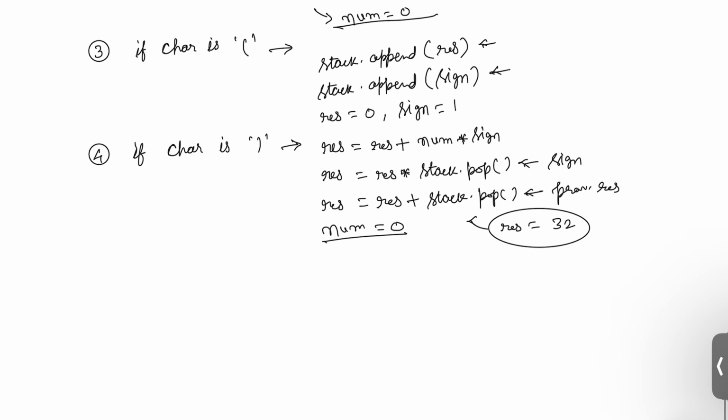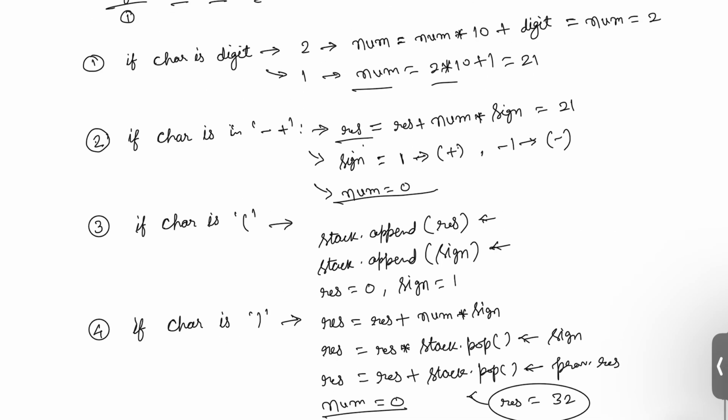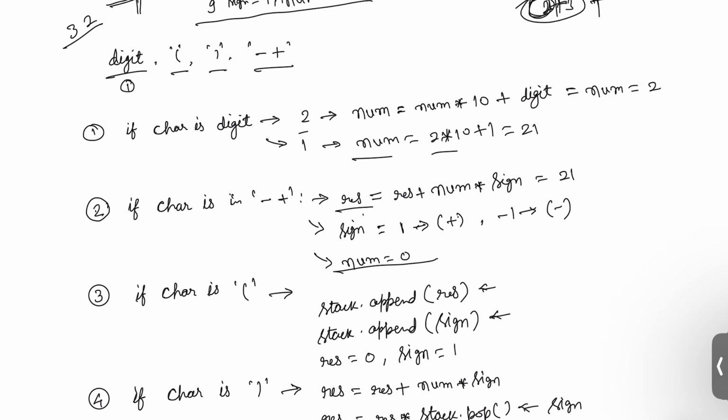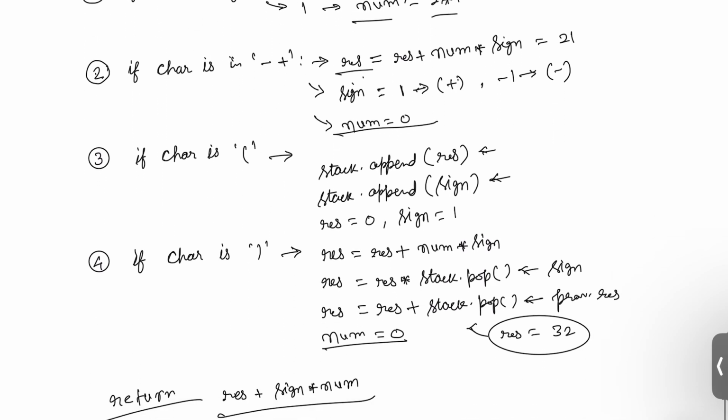So we will just return the last output. In that case return value should be result plus sign into num. Why have I done this? Because sign value is also updated and last value is digit. So it has been also updated. But after last digit there is nothing. So when we will return, then we will just add inside this result plus sign into num.